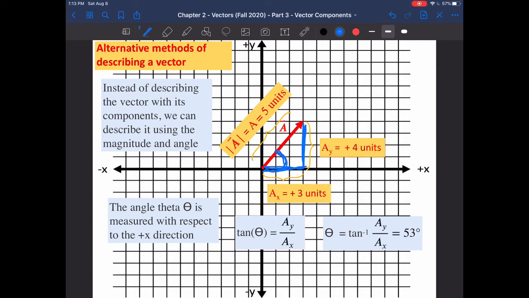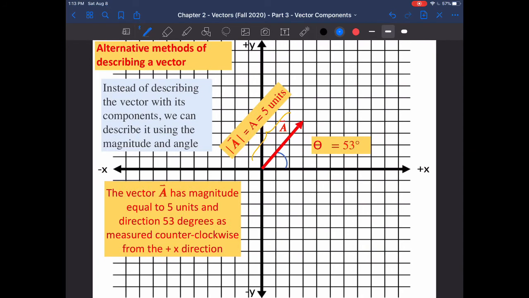So I can use trig to figure that out. I know that tangent of this angle is going to be opposite over adjacent, right? So that's going to be ay over ax, and I can solve this equation for theta by doing arctan, and I can figure out that arctan of 4 divided by 3 is equal to 53 degrees. Okay, so now I can figure out the angle of this vector. And now I can talk about this vector in two ways. I could say this is a vector with x component of 3, y component of 4. I could also tell you this is a vector with magnitude of 5, and its direction is 53 degrees, but I have to be careful here.